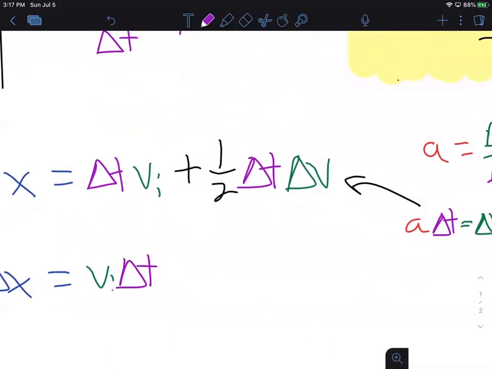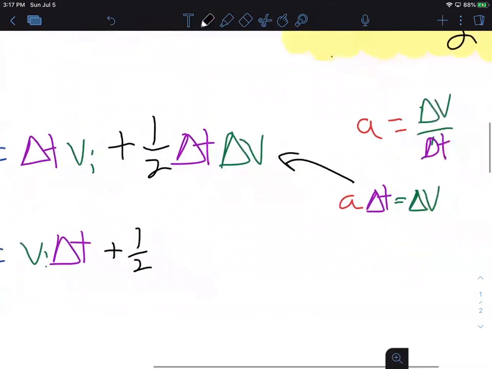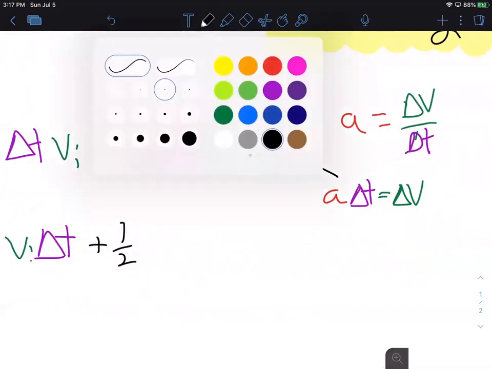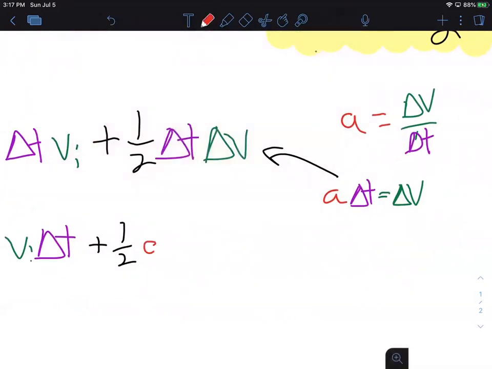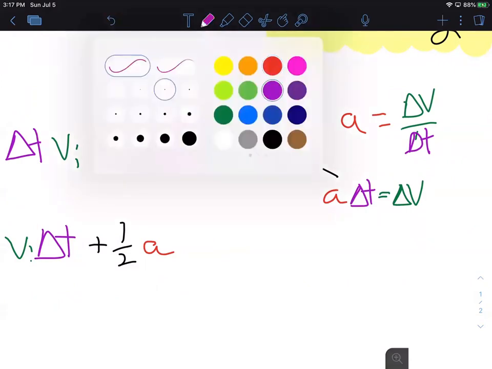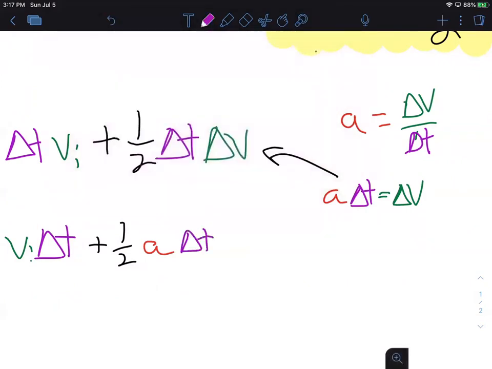This is sort of like our X variable, right? When you're doing a quadratic, it's ax squared plus bx plus c. And in this case, delta T was on our x-axis. Plus 1/2. And instead of delta T, I'm going to have A. Now, A delta T times delta T is A delta T squared.